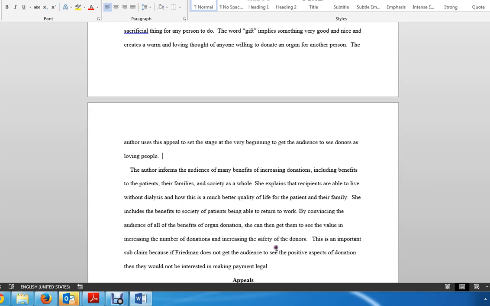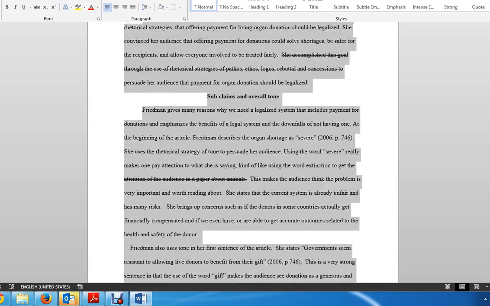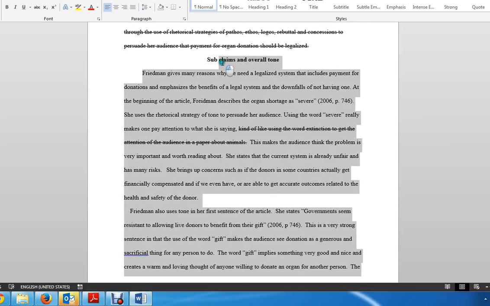She includes the benefits of society of patients being able to return to work by convincing the audience of all the benefits of organization. This is an important subclaim because, okay, I would honestly, you're going to need to reorganize this whole beginning. Subclaims and overall tone needs to go.